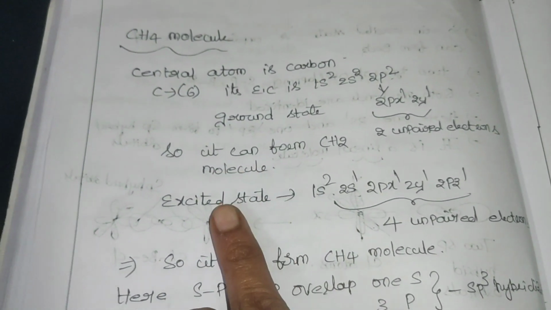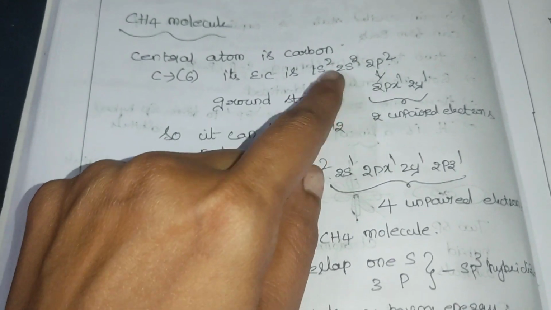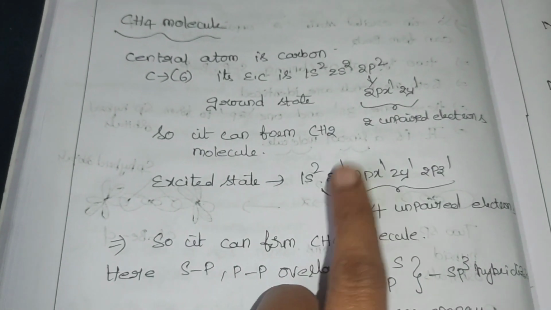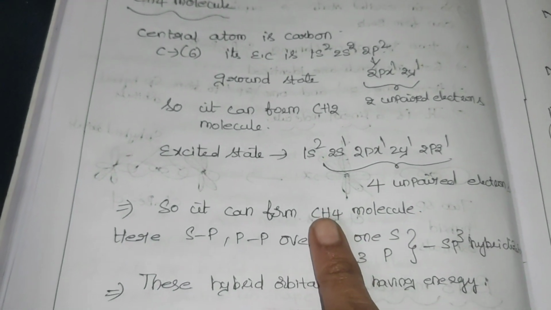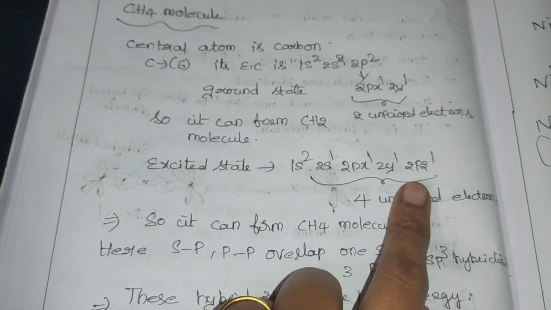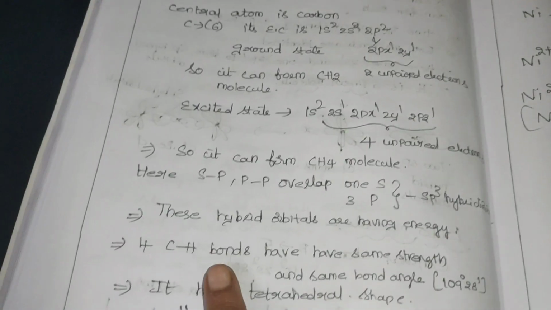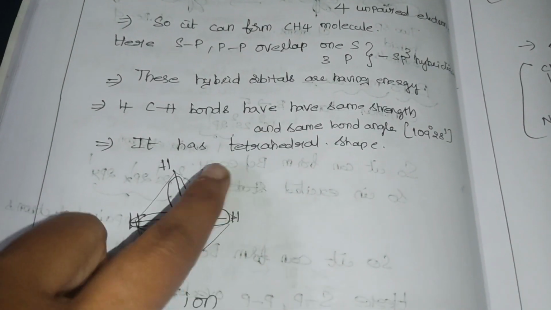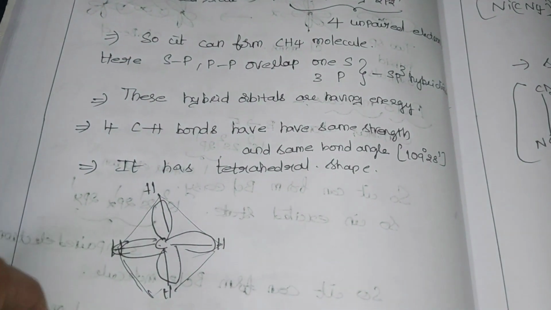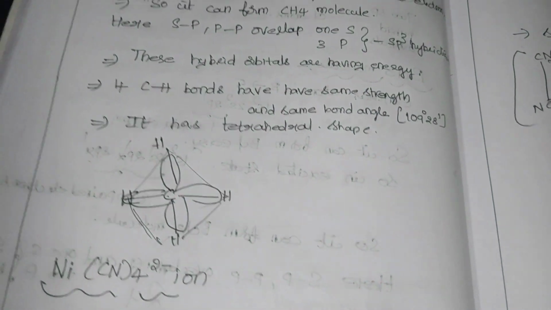But when it gets excited, what happens? The 2s shell gives an electron to the 2p. So 2s1, 2px1, 2py1, 2pz1: 4 unpaired electrons are formed, and it can share with 4 hydrogen atoms. Here one s and 3 p hybrid orbitals are formed, so sp3 hybridization. These hybrid orbitals will have high energy. 4 C-H bonds are formed, it has a tetrahedral structure with bonds of the same strength, and the bond angle will be 109 degrees 28 minutes. Like this we can explain the CH4 molecule very easily.